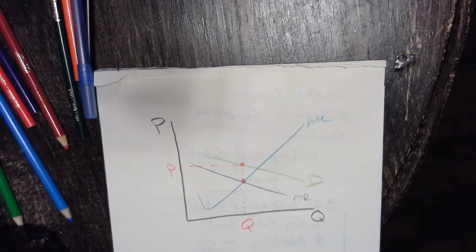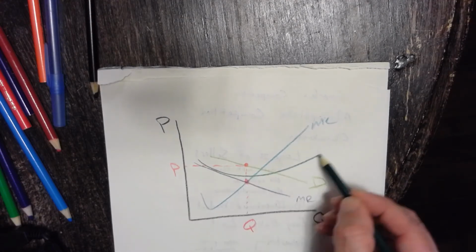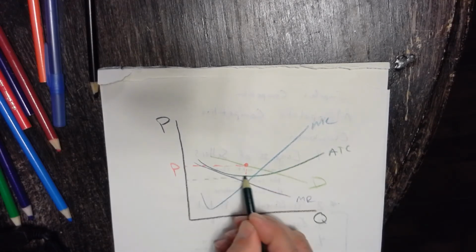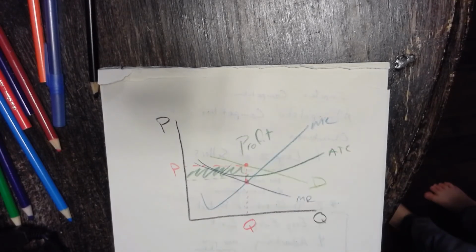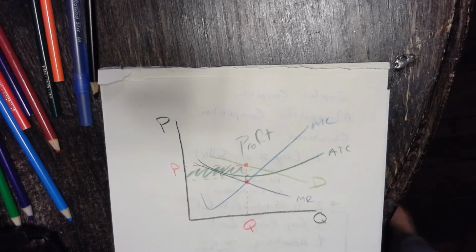I will only draw the profitable one, but as long as your ATC curve is below the price at where that is, that area there is the profit. And then, of course, as always, if the ATC curve is above, you would then have a loss. So when it comes to drawing these graphs, you should have no problem drawing a monopoly or monopolistic competition graph because they look exactly the same.